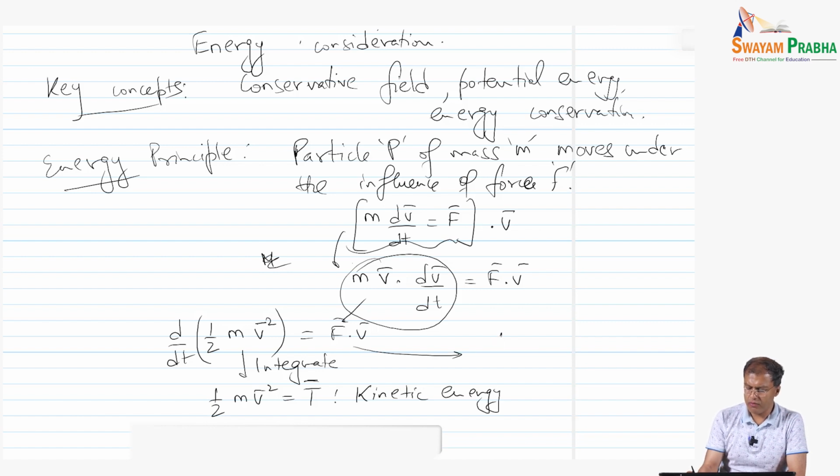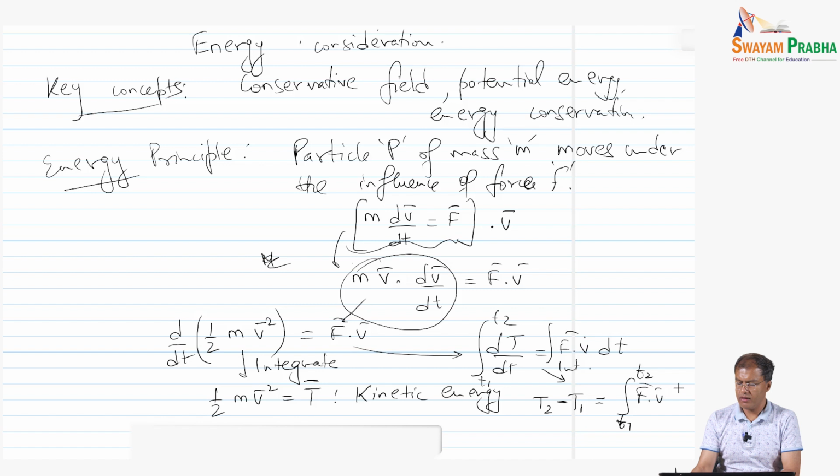So this particular equation is dT = F dot V. Once we integrate from, let's say, time t1 to t2, we see that this is going to be the change in the kinetic energy, T2 minus T1, and this is equal to the integral from t1 to t2 of F dot V dt.